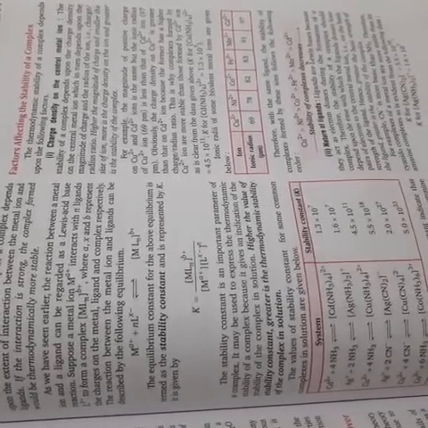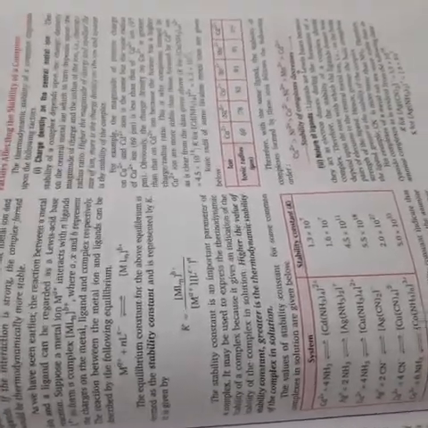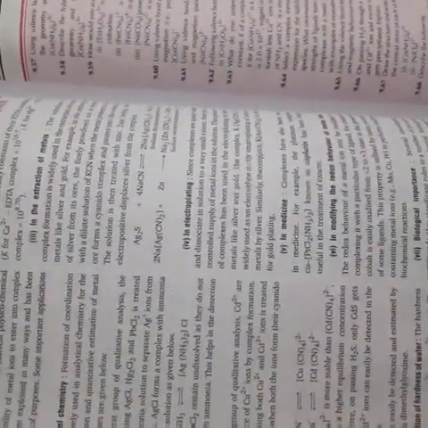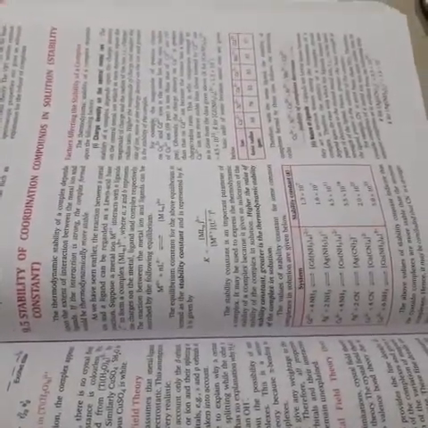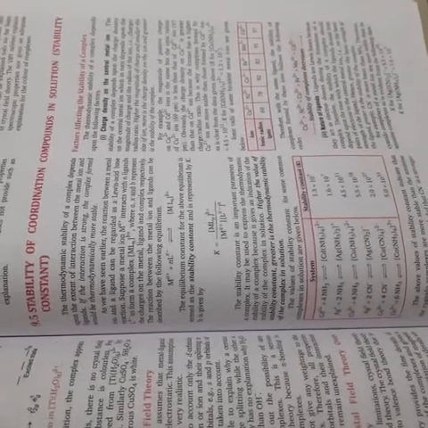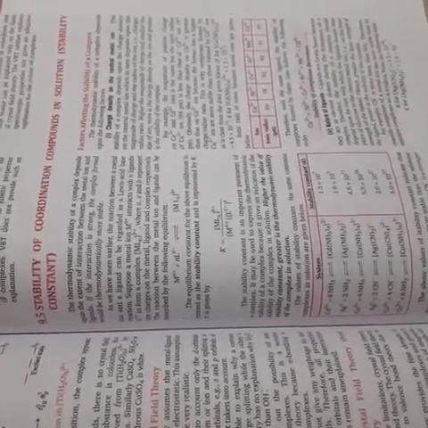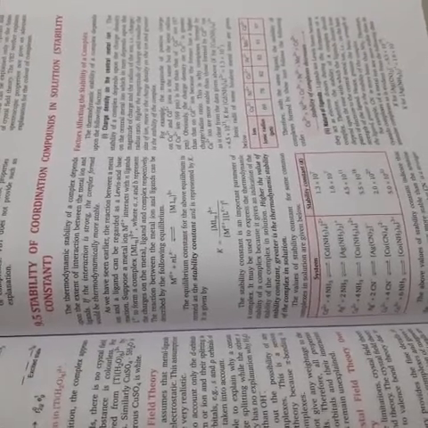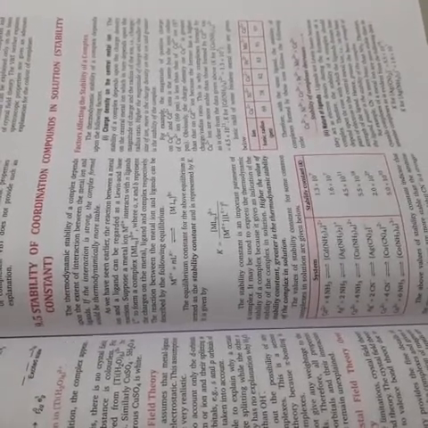Basic nature of the ligands. Greater the basic strength, greater is the stability of the complex. Now presence of chelate rings. Its presence increases the stability of the complex. It is called chelate effect. It is maximum for the 5 and 6 membered rings. Chelating ligands form more stable complex than monodentate ligands.